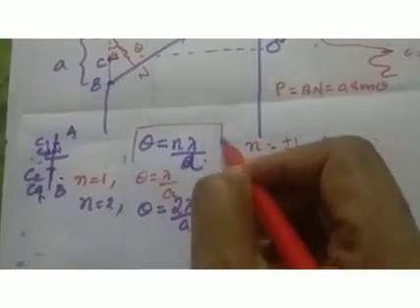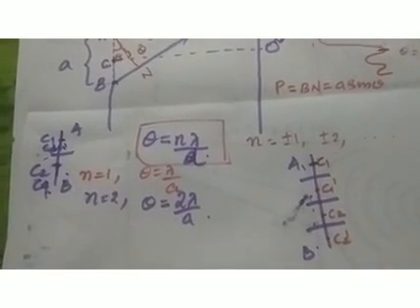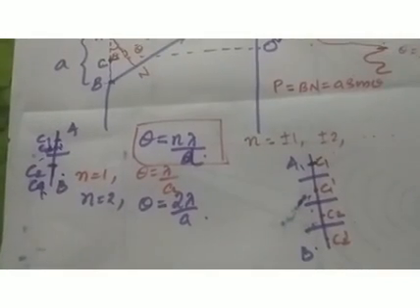Darkness means minima. So minima is obtained on the screen when theta is equal to n lambda by a. This is the condition for secondary minima in the diffraction pattern, and Fresnel found out this expression through rigorous calculations. So this is the explanation for secondary minima on the screen. Now we can explain the reason for the occurrence of secondary maxima on the screen. Secondary maxima.